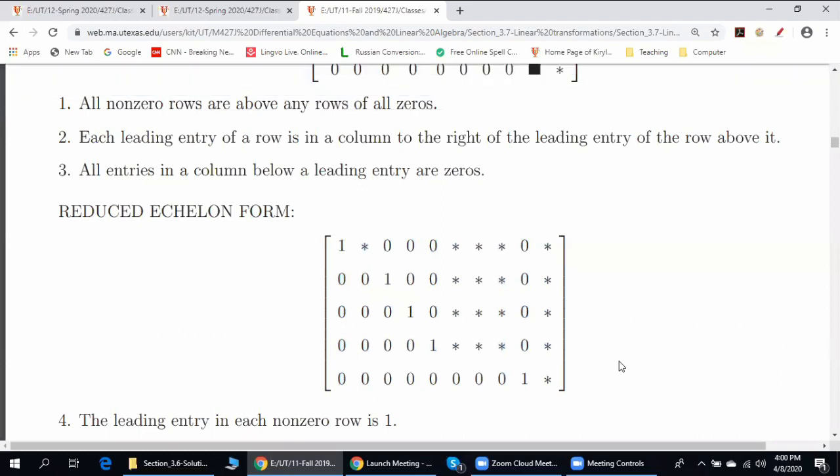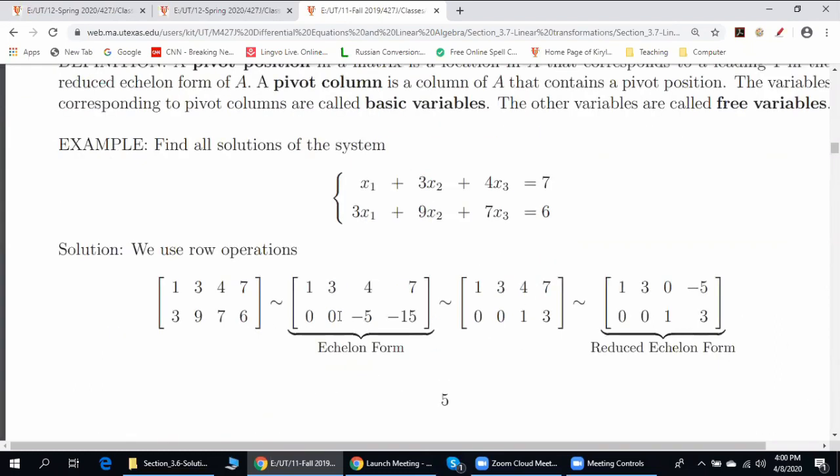Let me give you an example. Here is a non-square matrix. Here is a reduced echelon form. This is as close to identity matrix as we can get. So let's say you get to reduced echelon form.